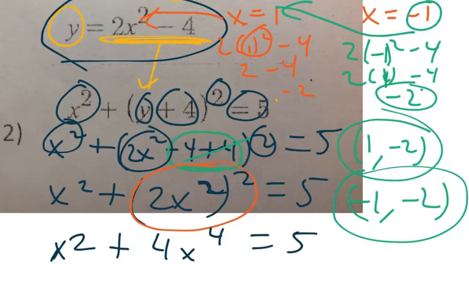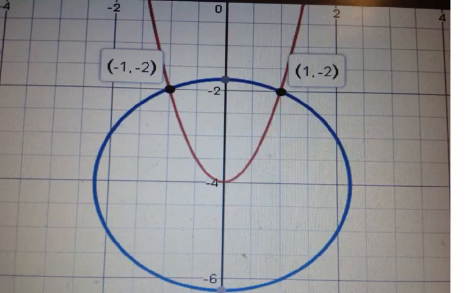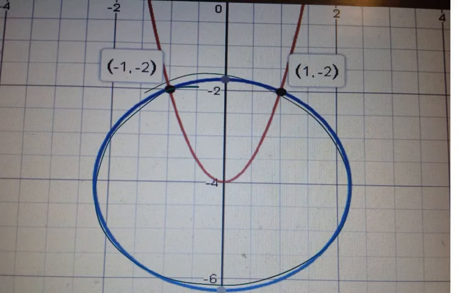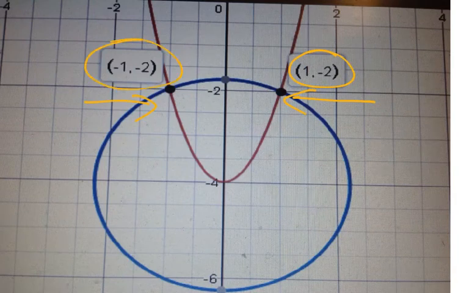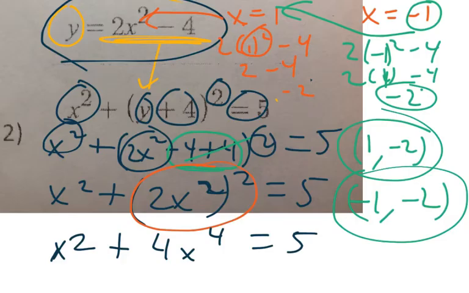So do those two real answers make sense? Well, let's look at that graph, guys. As you can see, I have a circle, as we talked about. I have a parabola intersecting the circle. And notice it crosses on the right side at 1, negative 2, and on the left side at negative 1, negative 2. And that is exactly what we got here and there.